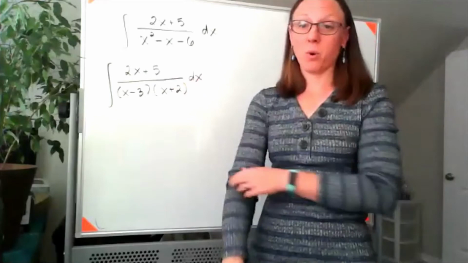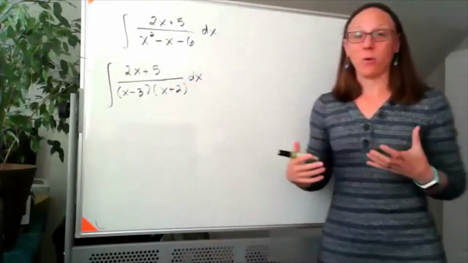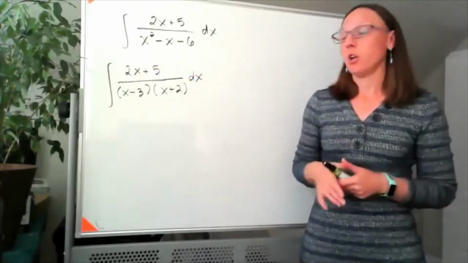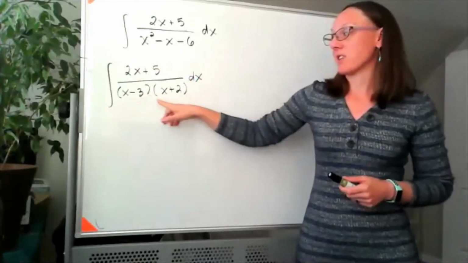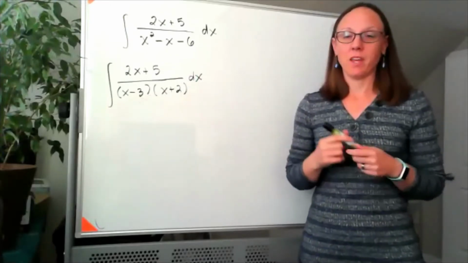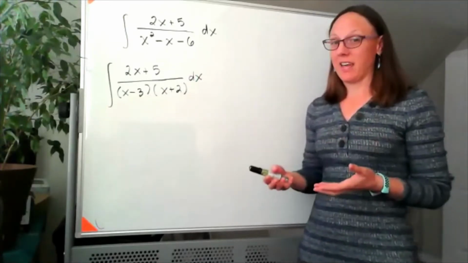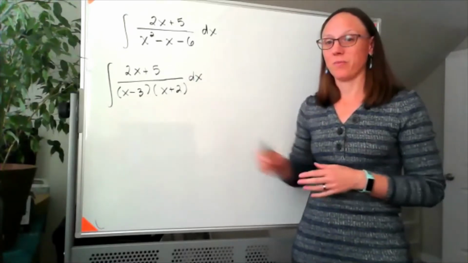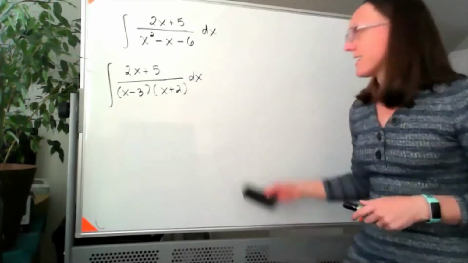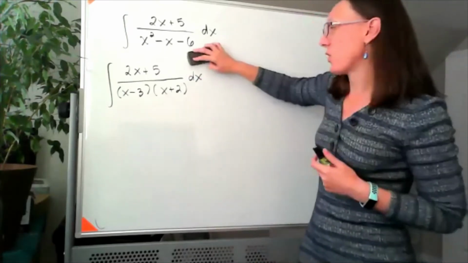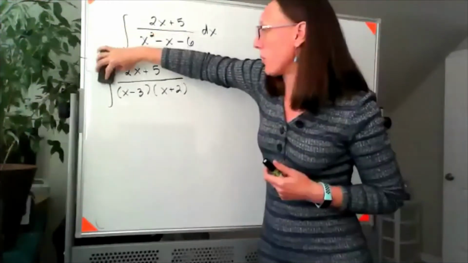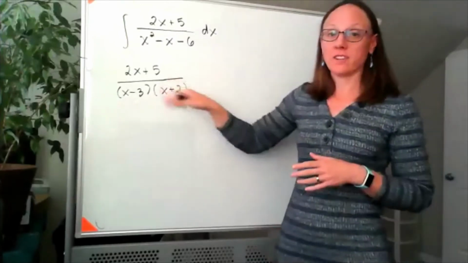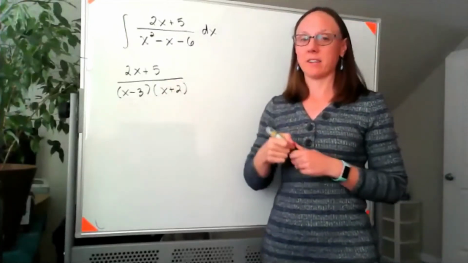Well, the reason that's important is now I know that if this thing came from some sort of fraction where the common denominator was x minus 3 times x plus 2, then the possible fractions it came from had denominators of x minus 3 or x plus 2. We're going to use that to simplify the integral. So because I'm a little short on board space, I'm going to get rid of my integration symbol and just concentrate on how to rewrite this.